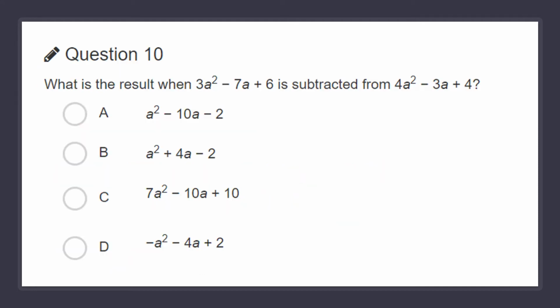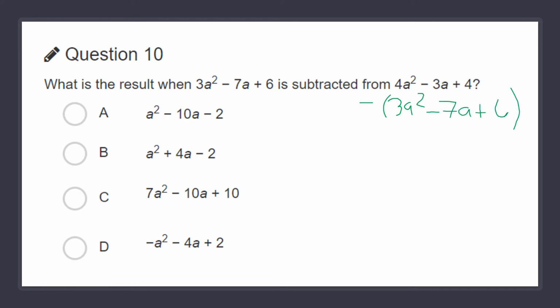So number 10, you want to be really careful on this one. Make sure you read it carefully and make sure you do this in the correct order. What is the result when 3a squared minus 7a plus 6 is subtracted from 4a squared minus 3a plus 4? So what that means is we're doing 4a squared minus 3a plus 4, and then we are subtracting 3a squared minus 7a plus 6.